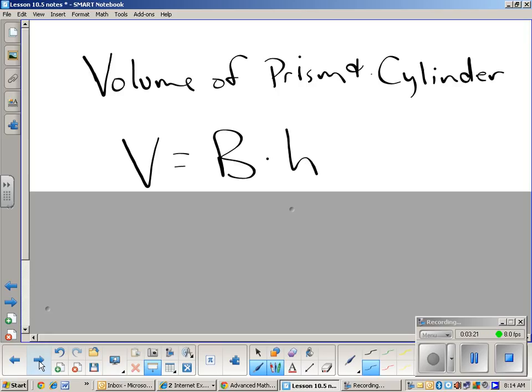Well, if it's a square, it's the length of a side squared, right? If the base is a triangle, how do we find the area? What are you saying, Dewey? 1/2 base times height. 1/2 base times height, that's correct. What if it's a trapezoid? What's the base area?